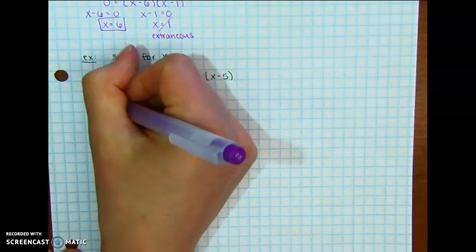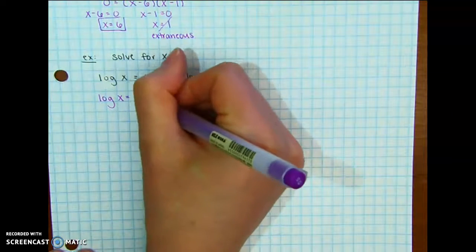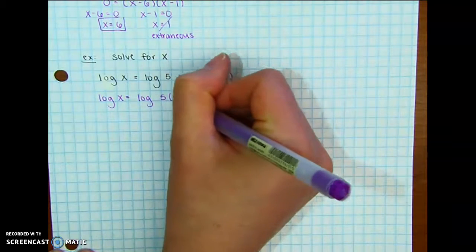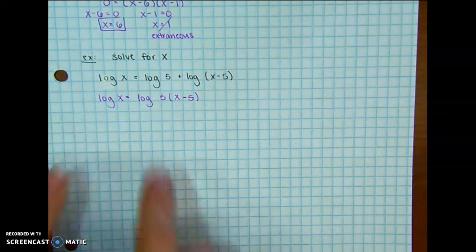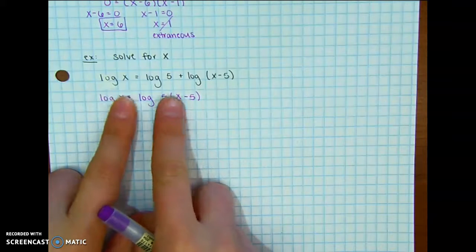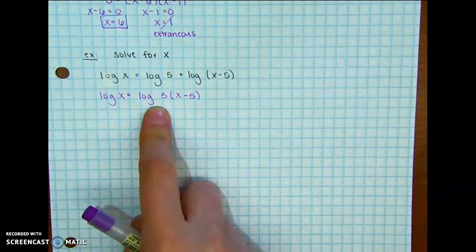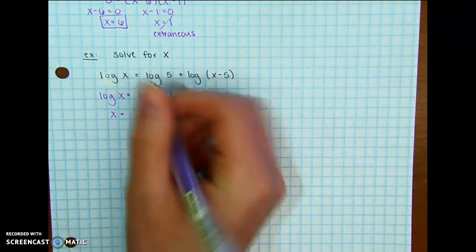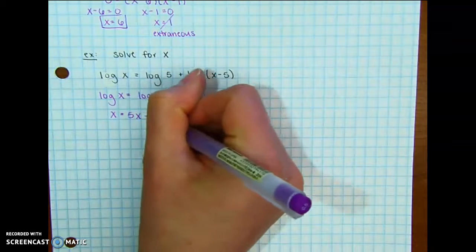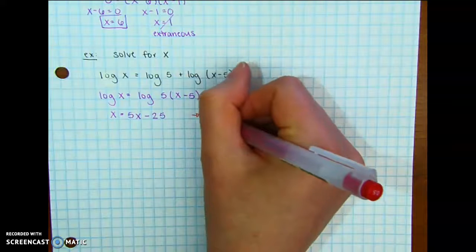So I'm going to just bring down the left side, and then I'm going to use the product property. So that'll be 5 times x minus 5. Now, we're at a point where we can use what's called the property of equality. Because we have log base 10 of 2 things, and these are both log base 10, we're going to use the property of equality and say that x is equal to, I'm just going to distribute this, 5x minus 25.